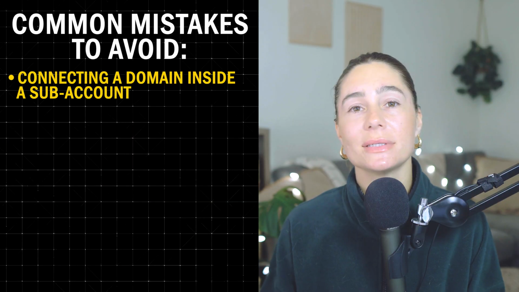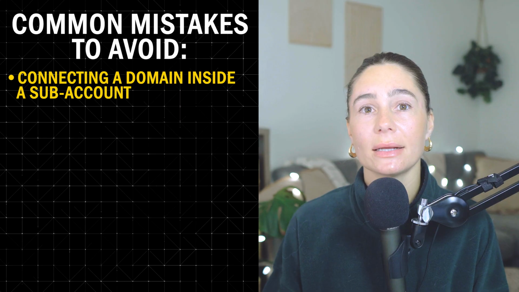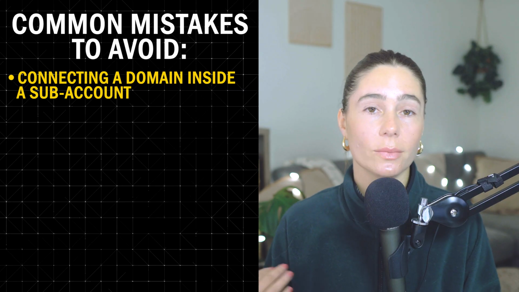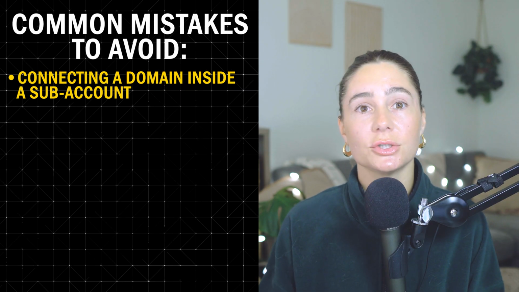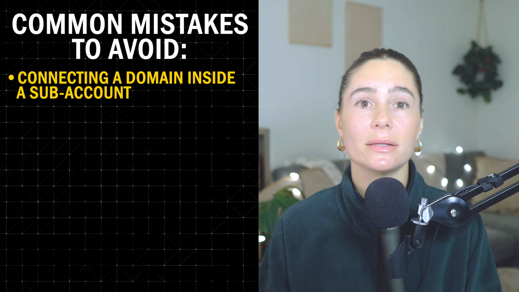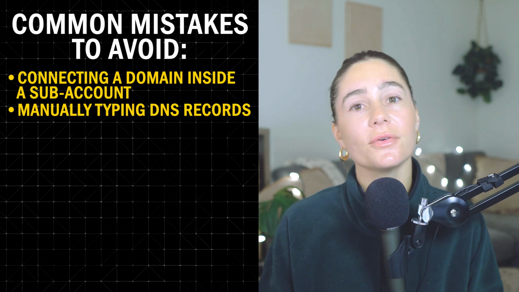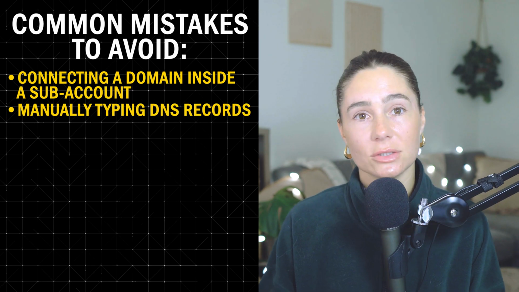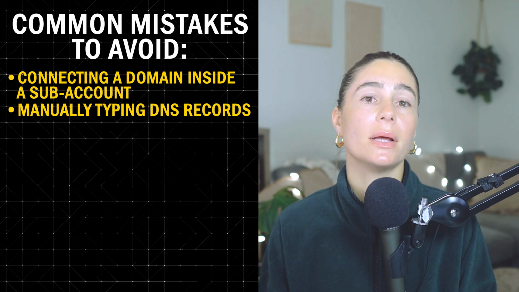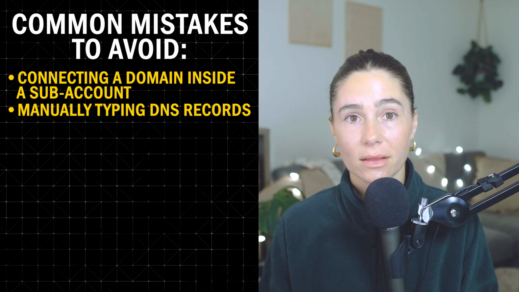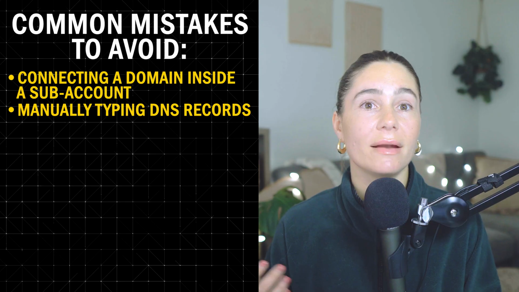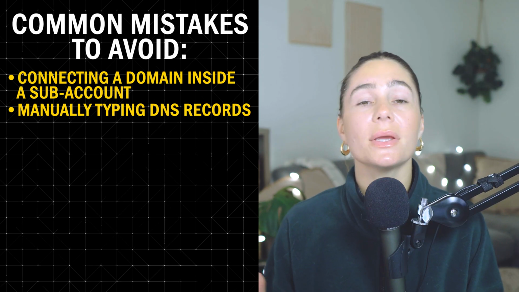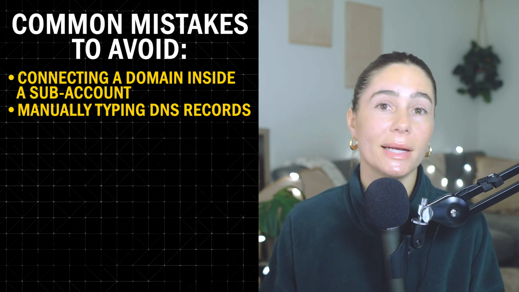Let's talk about some common mistakes to avoid. One of the most common mistakes people make is attempting to connect a domain from inside a sub-account. Domains are not managed there, and no amount of searching will make them appear. If you don't see domains, switch to the agency view. Another frequent mistake is manually typing DNS records instead of copying and pasting them. DNS values must match exactly, and even a small typo can prevent verification from happening. Copying directly from GoHighLevel helps eliminate that issue.